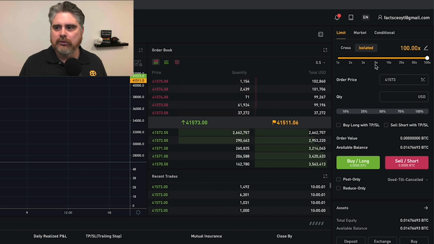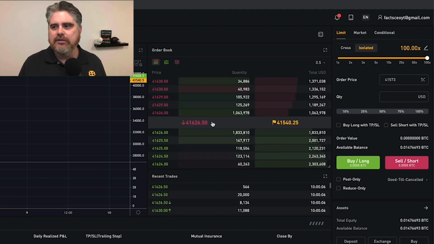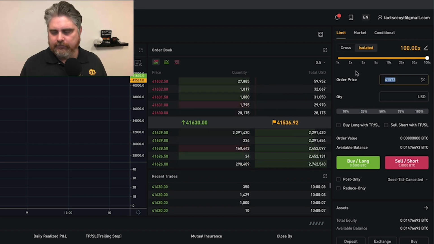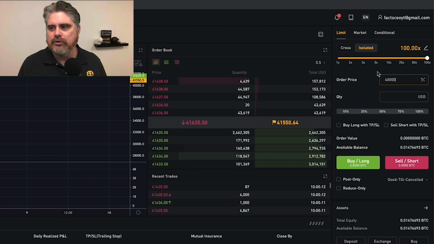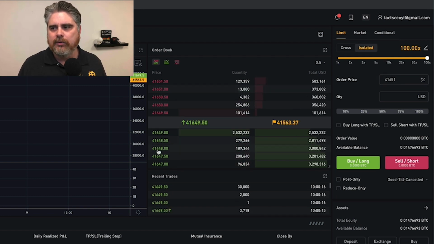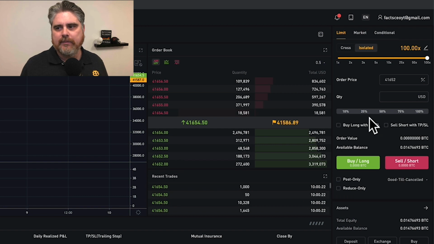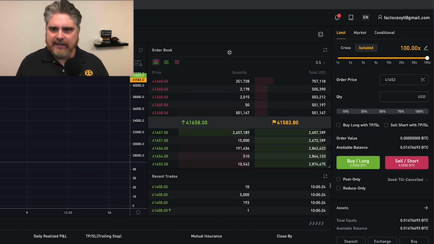On the box that says order price, you can set it manually. Like if I want to go long when it drops down to $40,000, you just put that price in. You can also come over here and just click on the order book. You'll notice when I'm clicking, it automatically changes the order price where I'm setting the order. So it's very easy to do.